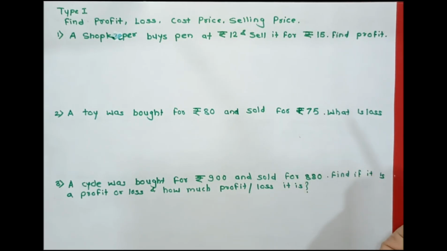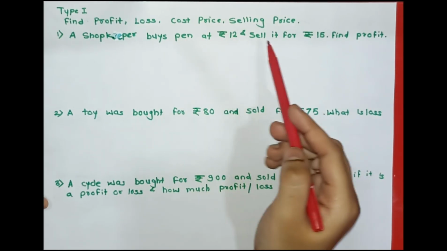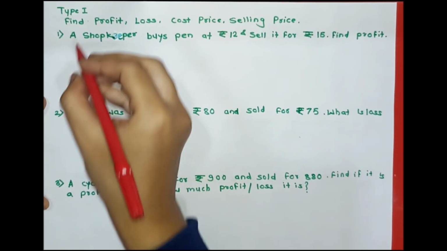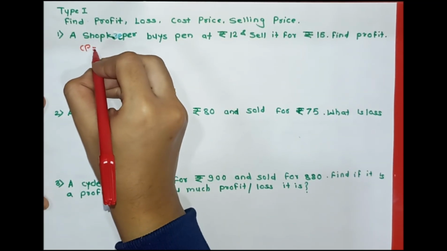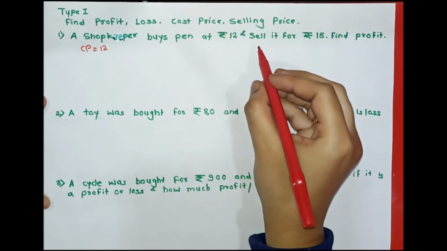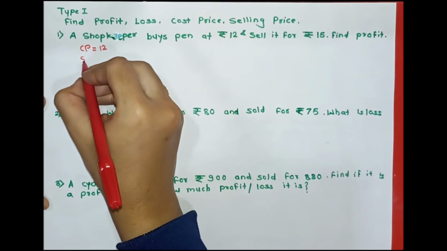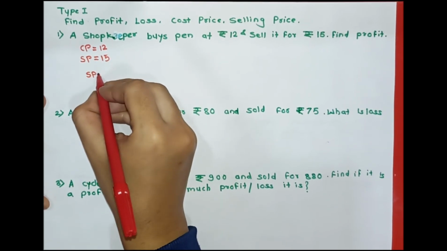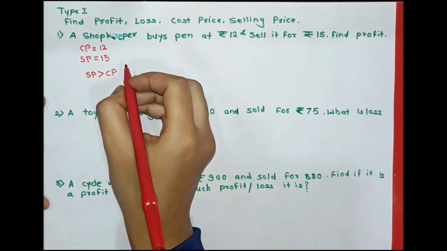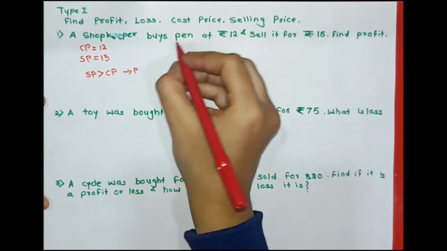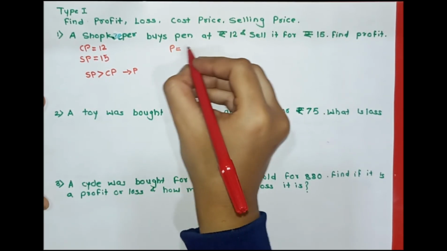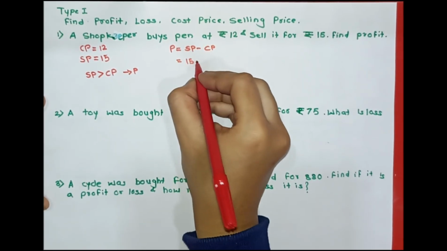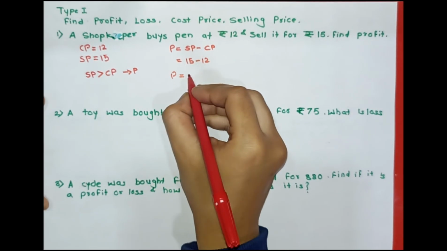The question is, a shopkeeper buys a pen at rupees 12 and sells it for rupees 15. Find profit. So as per the question, the cost price is given as 12 rupees and the selling price is given as 15 rupees. So you can clearly see that the selling price is greater than the cost price. So definitely it is a profit. And the formula for profit is equal to selling price minus the cost price, which is 15 minus 12, and the profit is 3 rupees.